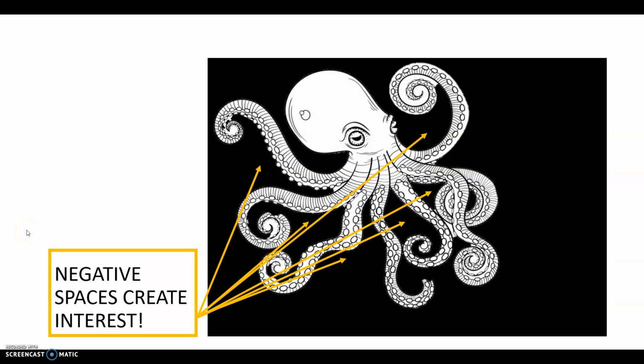Remember that negative spaces create interest. So those little spaces within your main area of focus within the octopus, these little triangles and swirls and other shapes within the tentacle space, those really create a strong design. And when you fill your space so that those negative spaces are bigger, they actually become more interesting for us to look at.